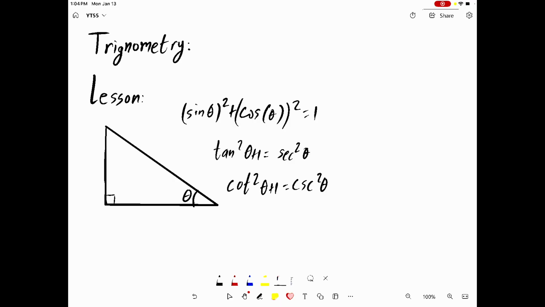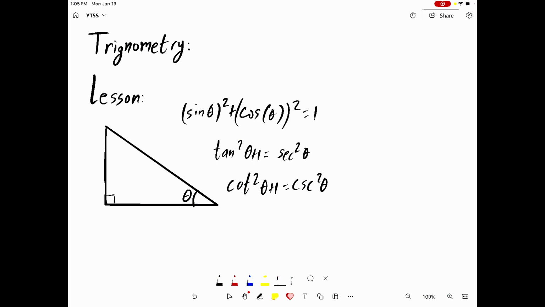Today's lesson is about the trigonometric identities, or Pythagorean identities. These are trigonometric equations which are derived from the Pythagorean theorem. I know that sounds a little complicated, but it's pretty simple when you think about it.